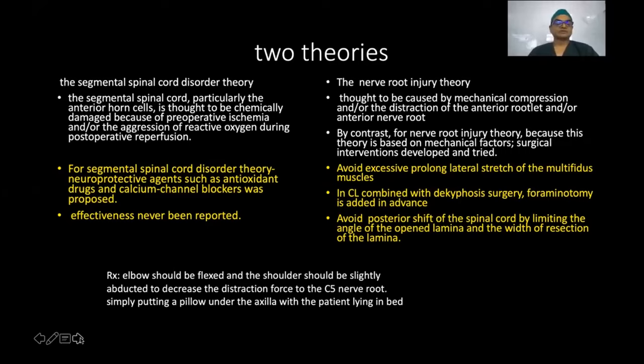Once injury happens, the elbow should be flexed and the shoulder slightly abducted to decrease the distraction force on the C5 nerve root. This can be best achieved by simply putting a pillow under the axilla with the patient lying in the bed.